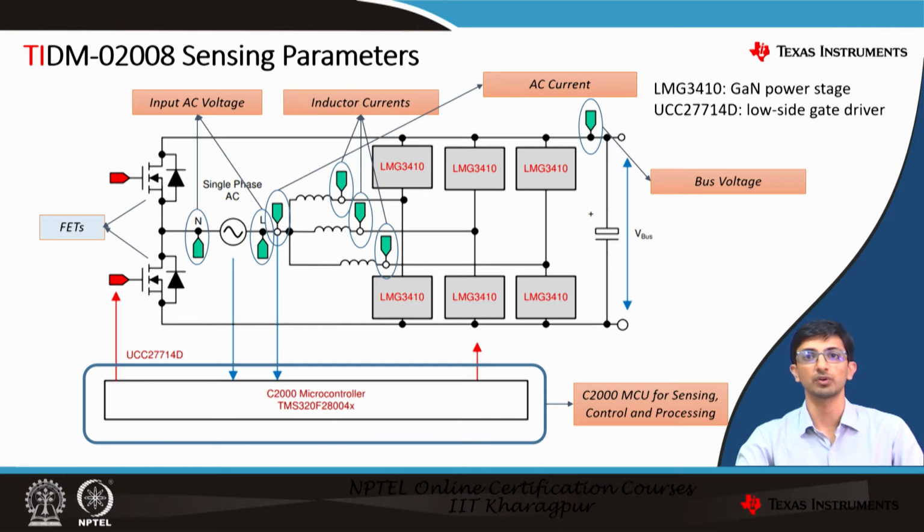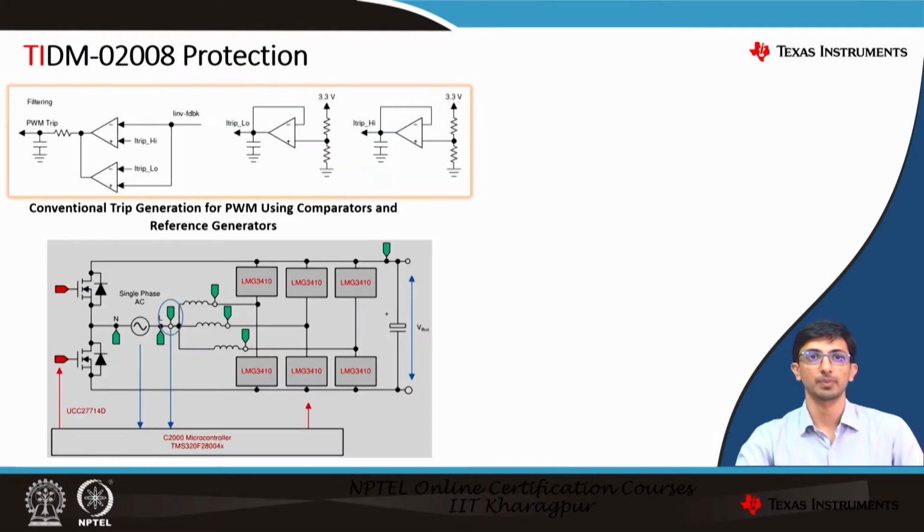To control all these things, we use the TMS320F TIDM-02008X device for sensing, control as well as processing. There are three additional parts to this. One is the LMG3410, that is the GaN power stage. The UCC27714D that you see on the bottom left is actually the low side gate driver, and there are two FETs, sync FET as well as the active FET. These parameters will be used for additional control.